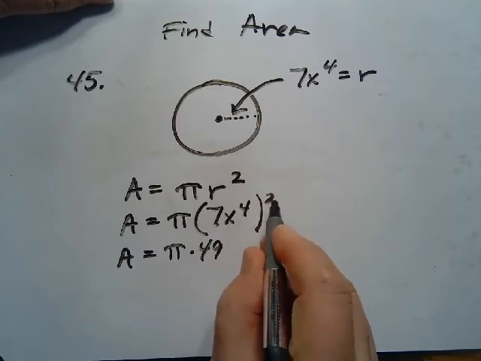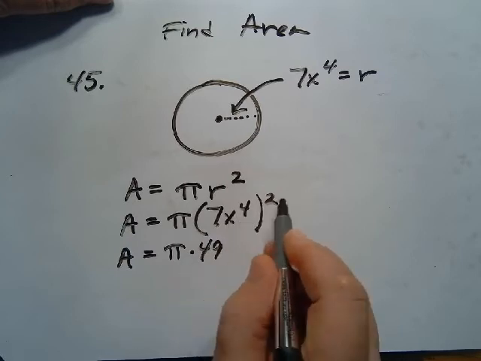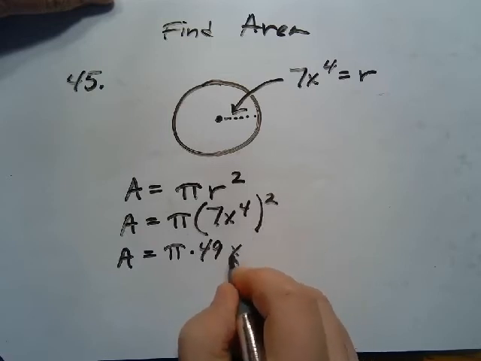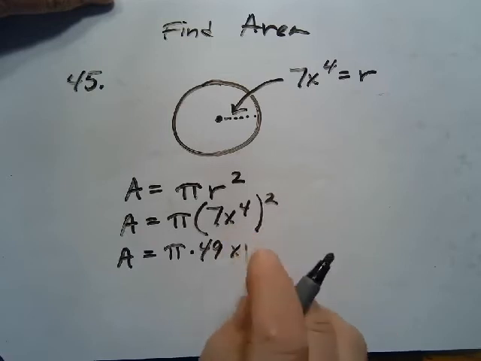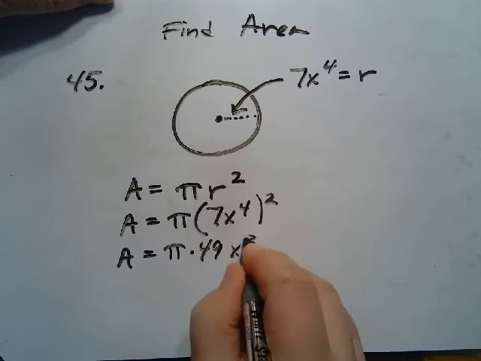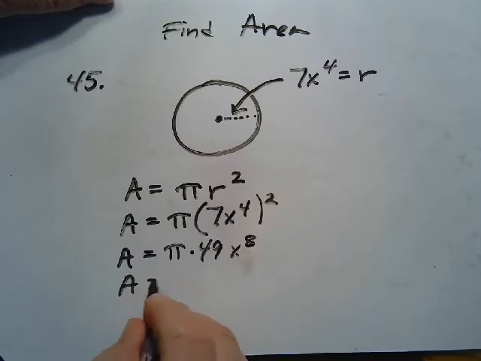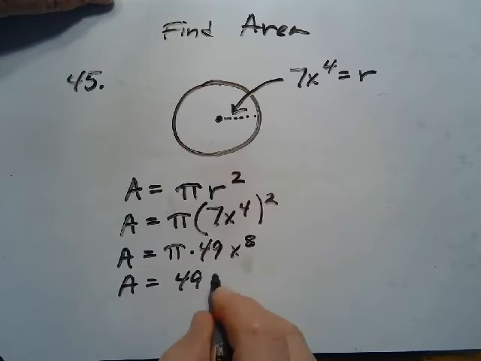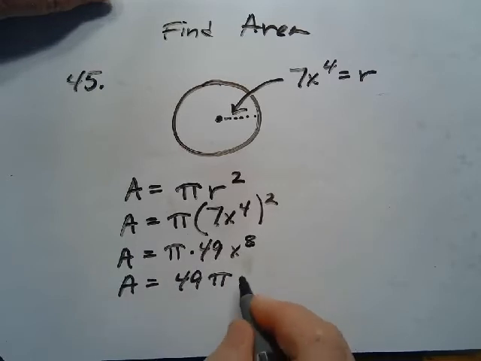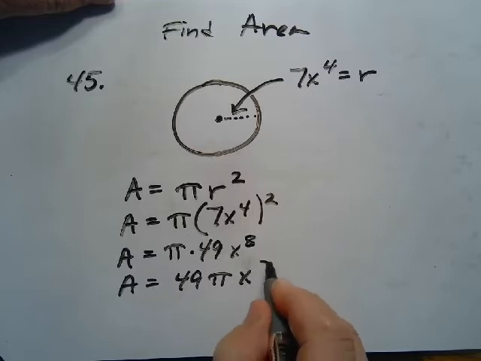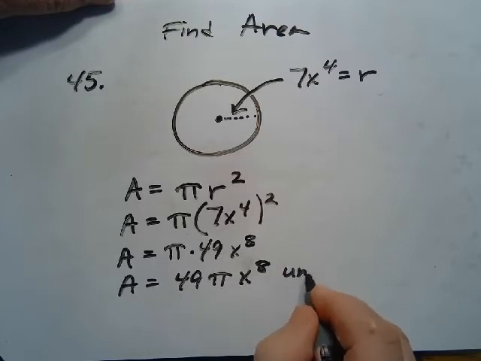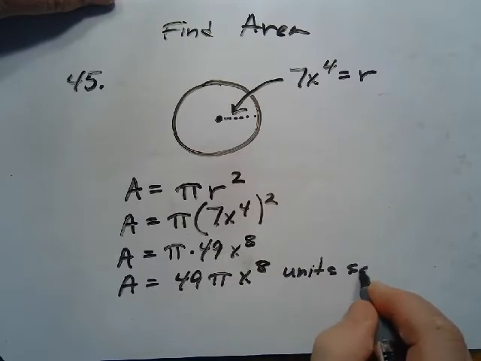X to the fourth, squared. Multiply the exponents here. This would be x to the 8th. So my answer is going to be this, pi 49 x to the 8th. Usually we write the pi after the number. It's not a big deal, but 49 pi x to the 8th. And again, this is units squared.